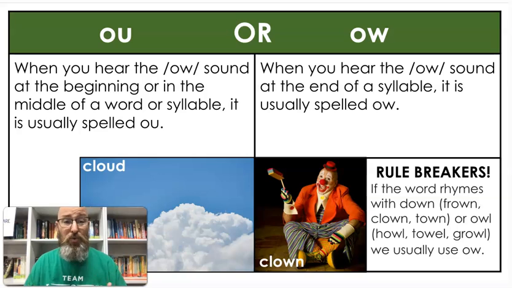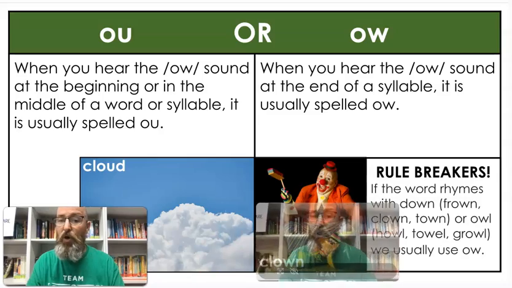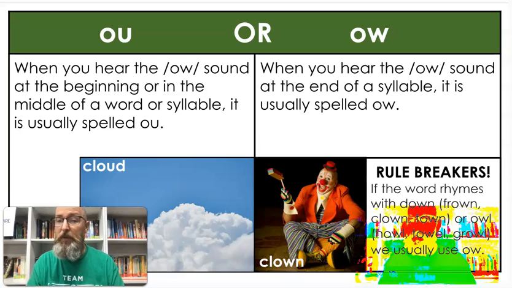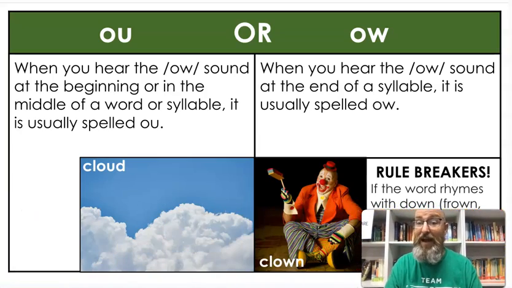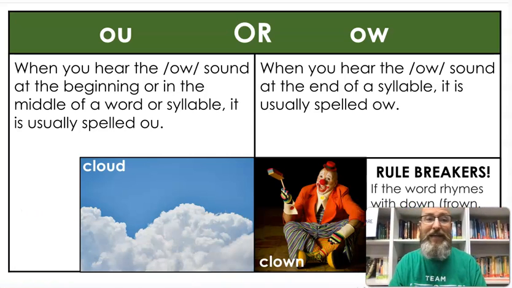Now, there are some rule breakers. There's always rule breakers. There's probably a rule breaker sitting right next to you. But if the word rhymes with down, frown, clown, town, or owl, howl, towel, growl, we usually use OW and not OU. So those don't fit the normal pattern, and those we will call our rule breakers. All right, now, that's a lot. But let's go ahead and get started.